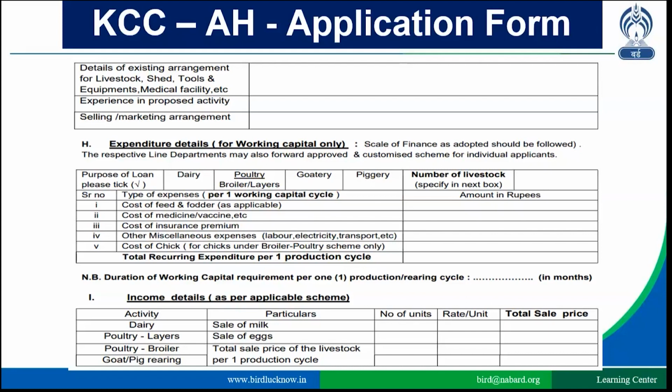Then again, income details: dairy, sale of milk; poultry layer, sale of eggs, like that.